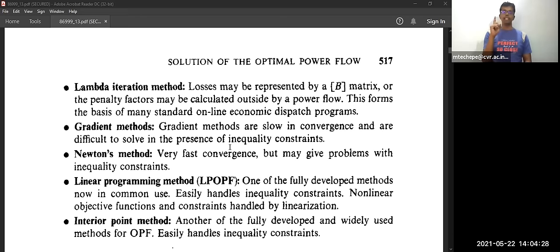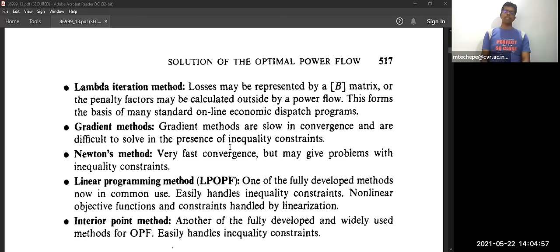But inequality constraints, we solved the problem with one inequality constraint in the class, and that itself was somewhat complex. So imagine 5 or 6 inequality constraints present in the problem, and we are going to solve the problem by a gradient method. It is a very difficult task.